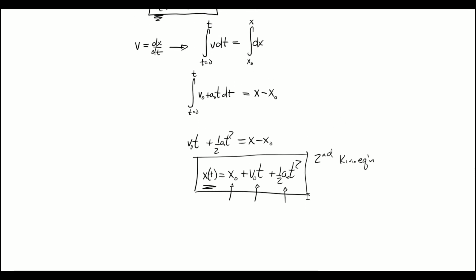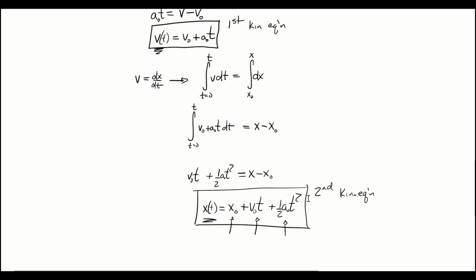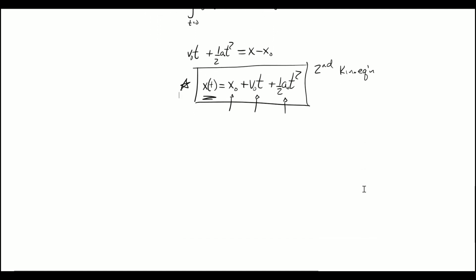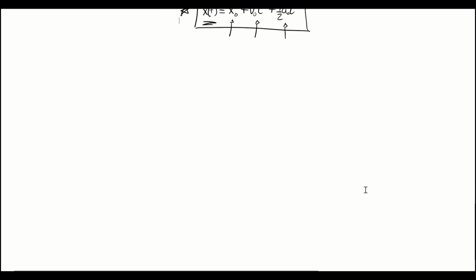So we have two kinematic equations, this one here and this one here, that we got essentially just from integrating our constant acceleration. We integrate it once, we get velocity. Integrate it again, we get position. Turns out there's a third one, right? The third kinematic equation that we're going to use is really just a combination of those two.